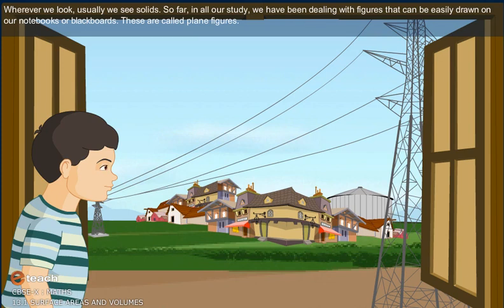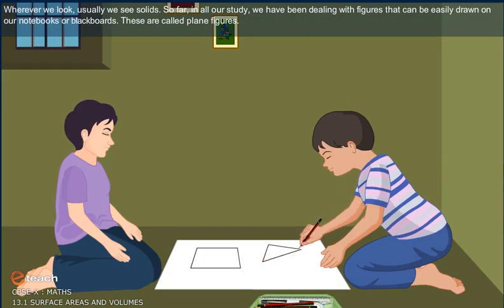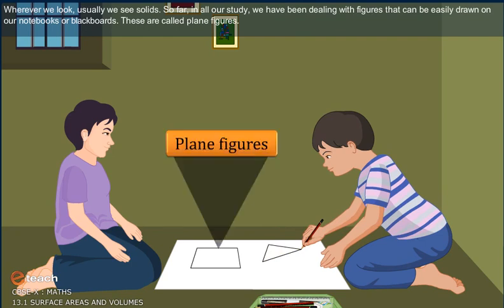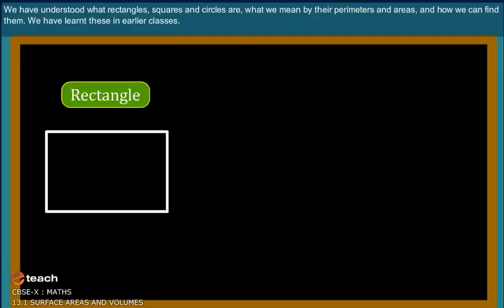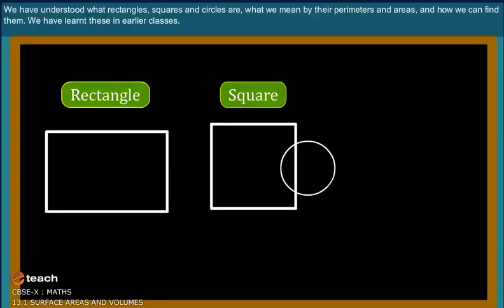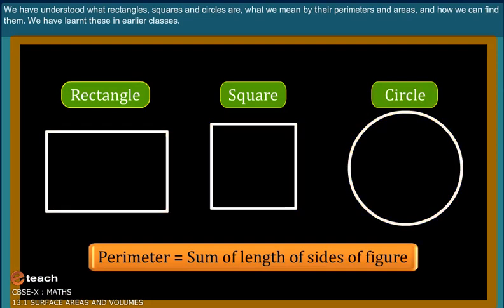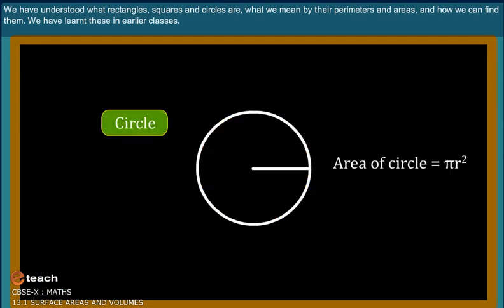So far in all our study, we have been dealing with figures that can be easily drawn on our notebooks or on blackboards. These are called plane figures. We have understood what rectangles, squares and circles are, what we mean by their perimeters and areas, and how we can find them. We have learned these in earlier classes.